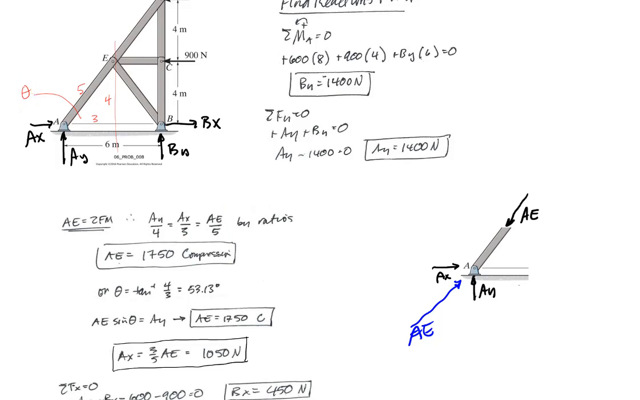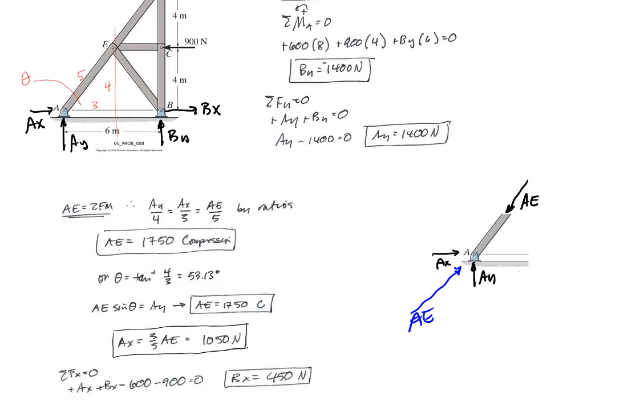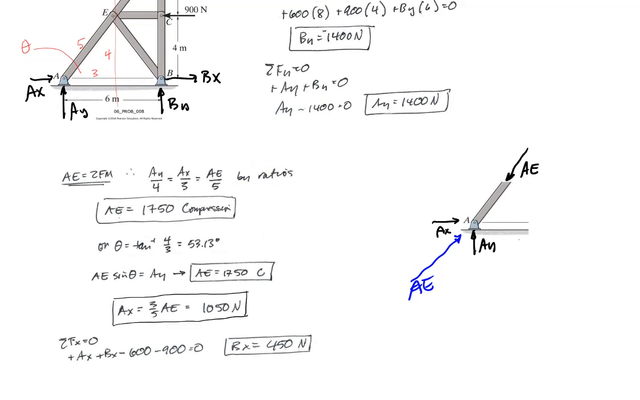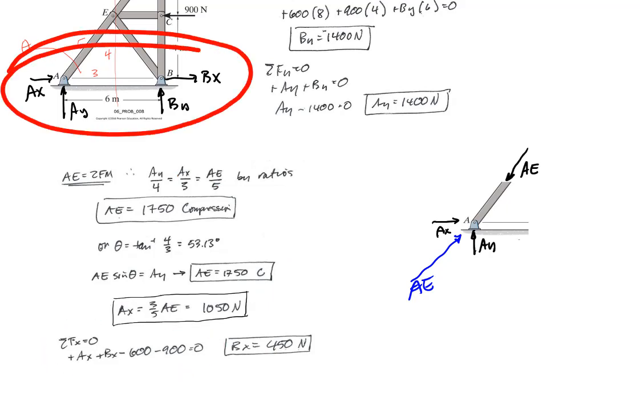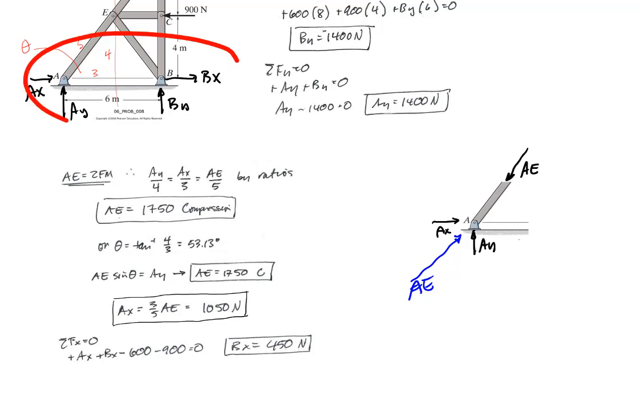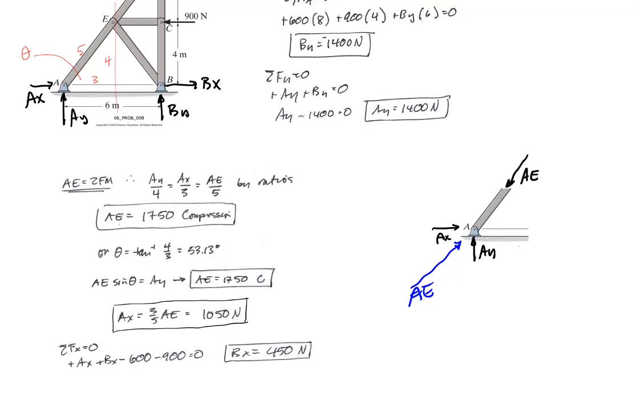I can also use this with an angle, or I can just keep with the 3/5, 4/5, 5/5 kind of ratio. Once I have AE, I can now solve for AX by the same thing. Once I have AX, I can go back to my original drawing, sum the forces in the AX, and solve for BX. So here I have now the results for the supports, for the reactions. I've got AX, AY, BY, and BX.